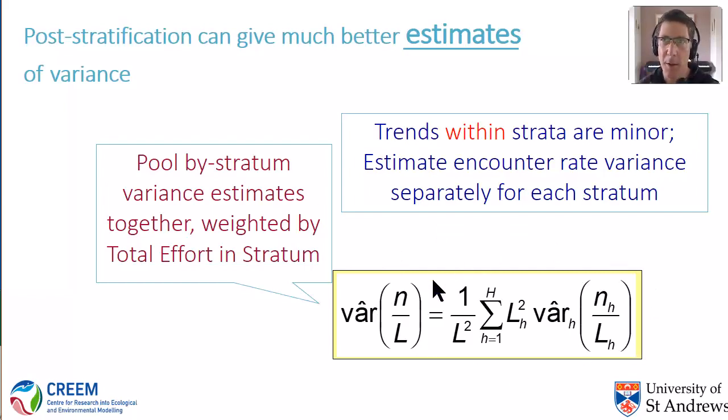Now, one thing that you might think straight away is, didn't we earlier say that you need a reasonable sample of lines to get a good estimate of encounter rate variance within your stratum? And that's still true. So each of those estimates of variance from each of those little strata is not going to be very good. But because we're pooling together a lot of these little strata, then overall we should get a reasonably accurate estimate of the variance.